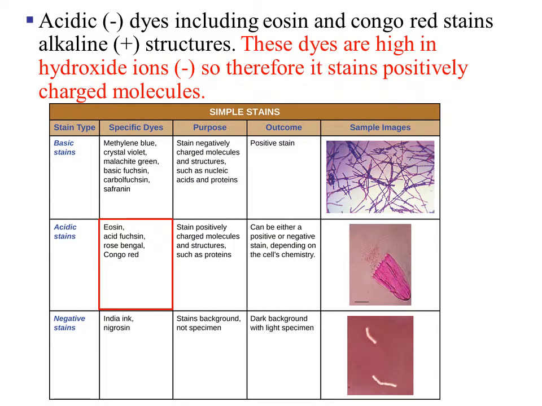The acidic dyes, which are negative, include eosin and Congo red. These stains are going to stain alkaline structures. These dyes are high in hydroxide ions, so therefore it stains positively charged molecules.